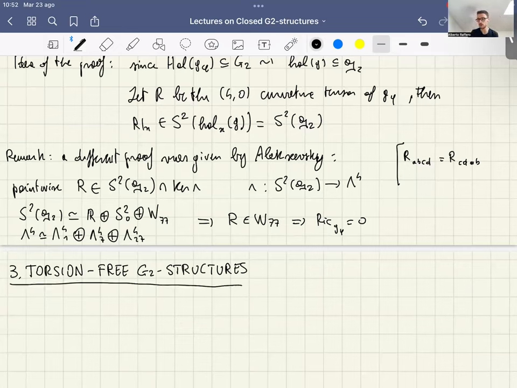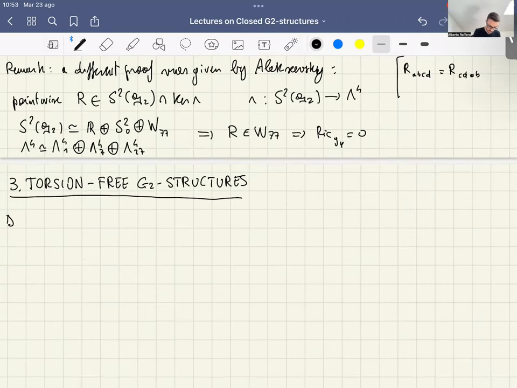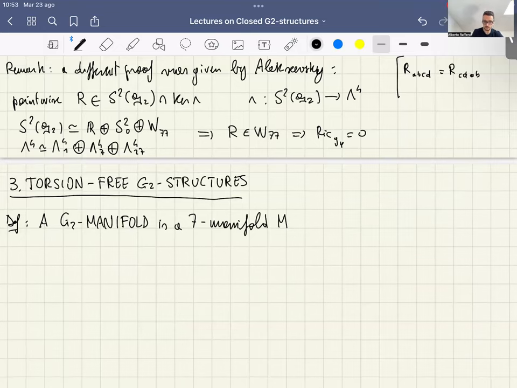Just recall what we know about manifolds with a torsion-free G2 structure and, in particular, manifolds admitting metrics with holonomy equal to G2. So let's start by giving a definition. We say that a G2 manifold is a seven-manifold M endowed with a torsion-free G2 structure.